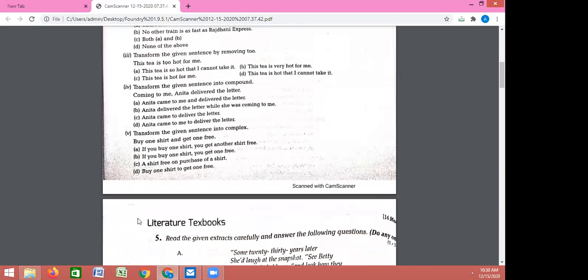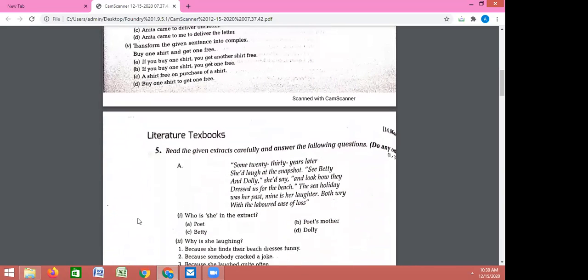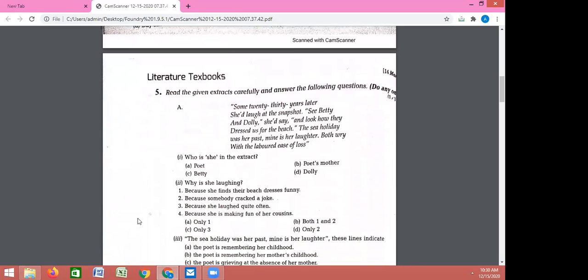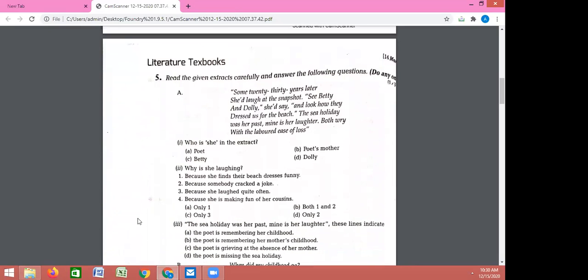Now let us move for the next, that is the literature. So literature textbooks, you will have to highlight. First, read the extract carefully and answer the following questions. You will have to look at this particular point in a very systematic way. So you will have to read and reread this particular extract before answering any question.